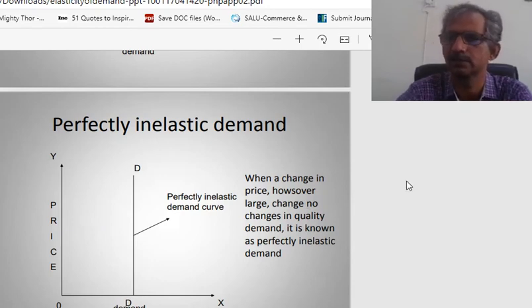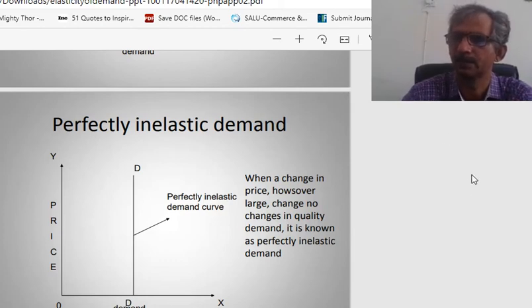So if we calculate the perfectly inelastic demand with the help of the formula, if our result is equal to 0, we say that whenever the price changes by 1%, 2% or 100% or 1000%, up to a limit, though there is a limit, the quantity is not changing. So that's why we say it's a perfectly inelastic demand.